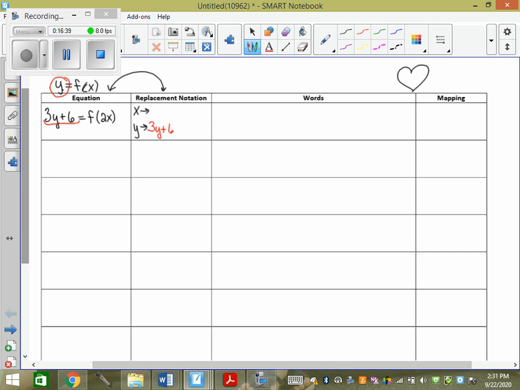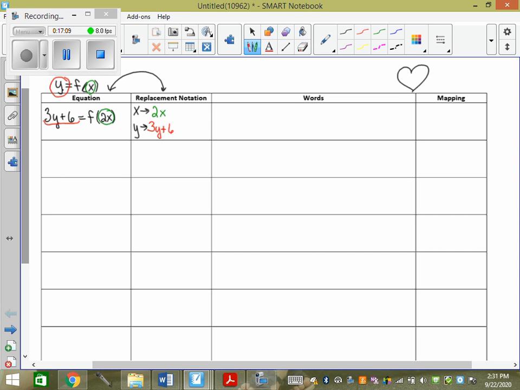Then here I take my x, I toss it behind my head, and I'm going to completely replace it with 2x. That's replacement notation. So if your y's are all on the left and your x's are all on the right, your replacement notation is easy. Okay? But if I want to talk about words or mapping, I want to get it into y equals.